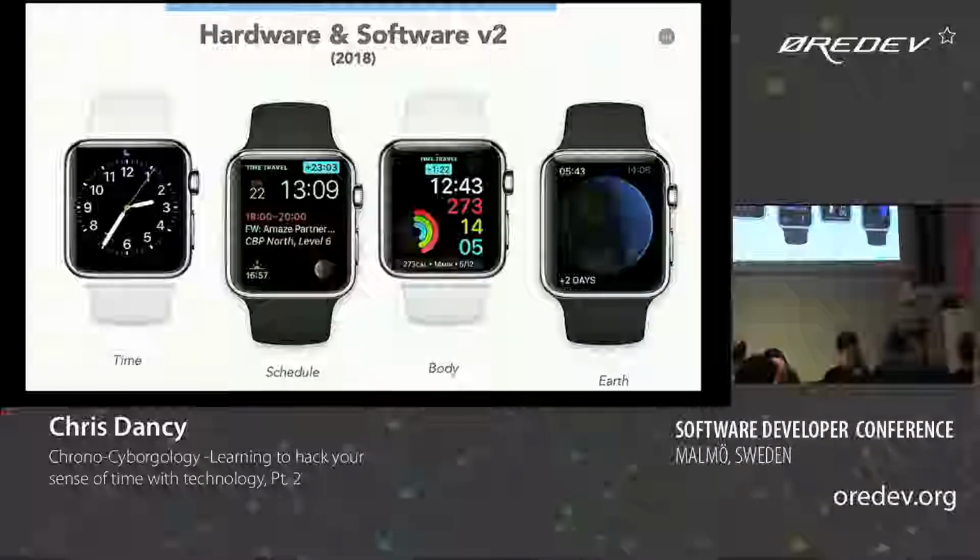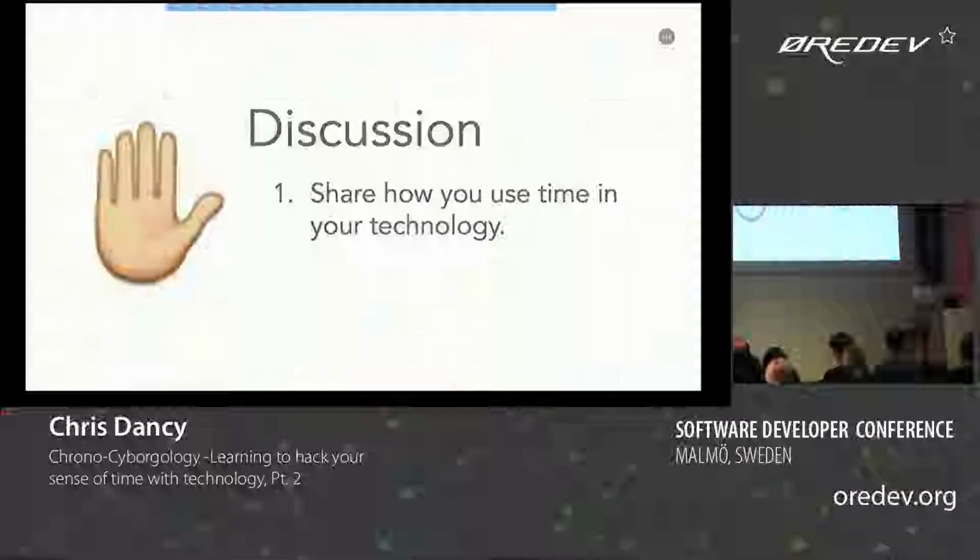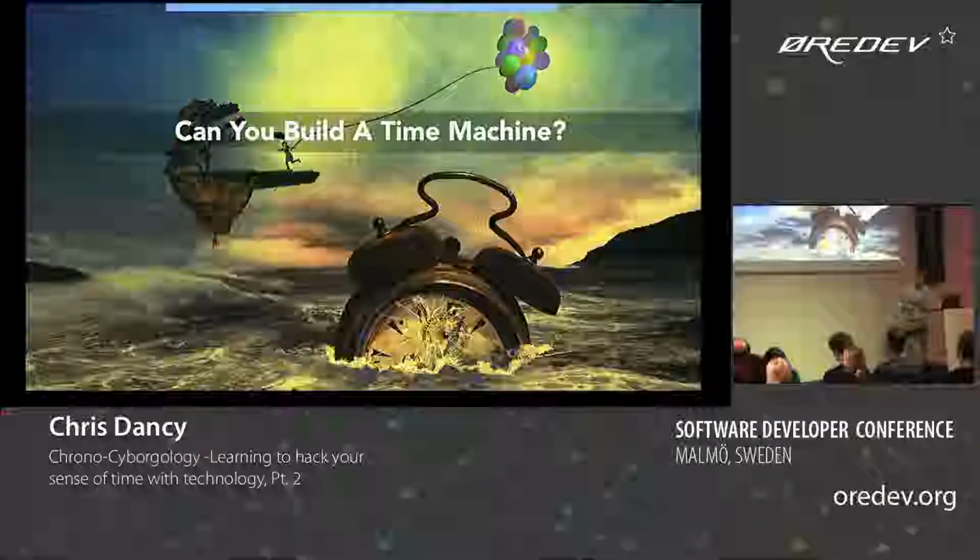But with the Apple Watch, you can actually time travel. Do you use the time travel feature? Yeah. Maybe if they made it more useful, you would, right? But there's a lot of different things you can do when you can go forward and backward in time, which we'll get to a little bit more. So can you build a time machine?